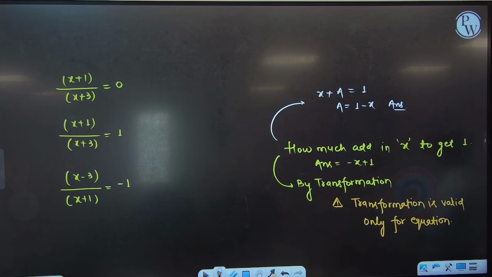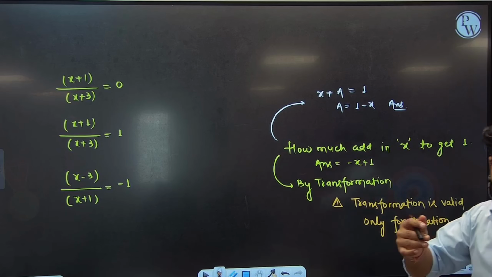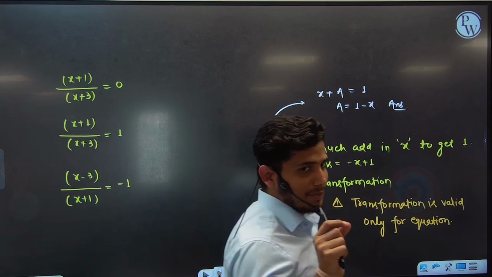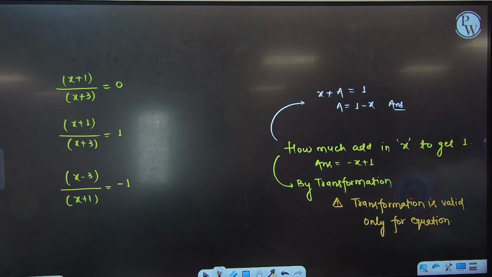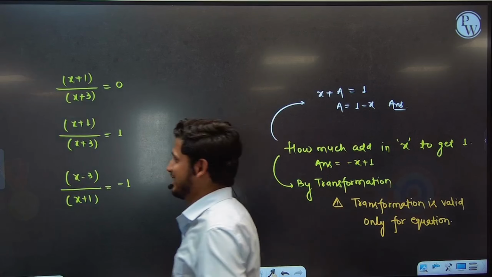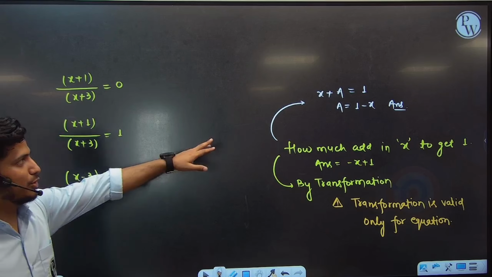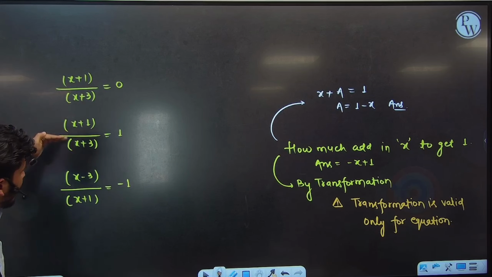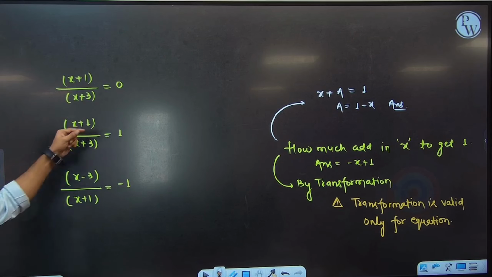He told me, sir, tell me how much to add in x to get 1. So my answer is 1 minus x. No sir, this is not the question. So what is your question? Tell me what method you used for finding this answer. Then I told him by transformation. Yes, I want to listen to this. So transformation is only valid for the equation, not in inequalities. Okay, so here are also equations because of the inequality sign.